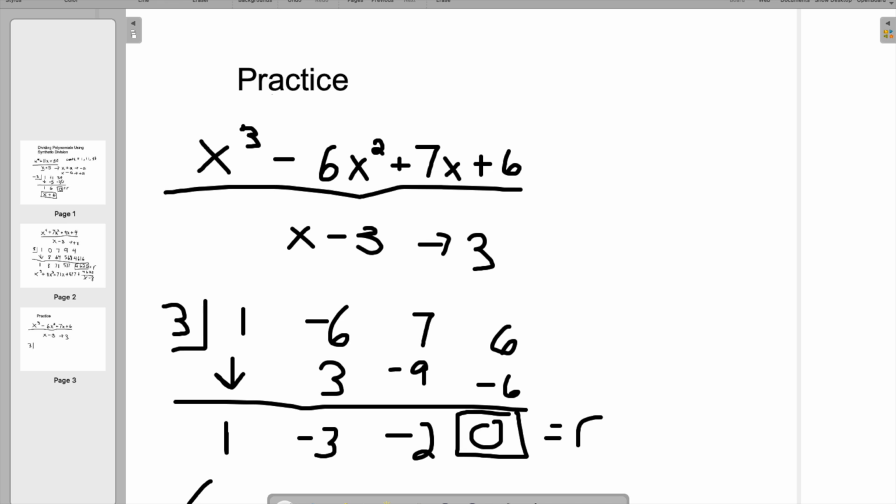And since our highest degree was x to the power 3, it's now going to be x squared. And then we're going to do x squared minus 3x minus 2.